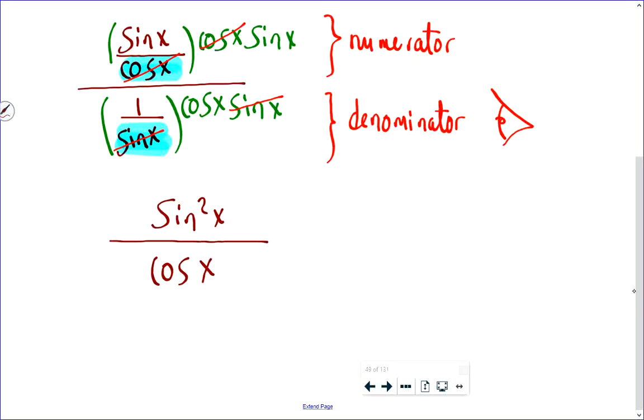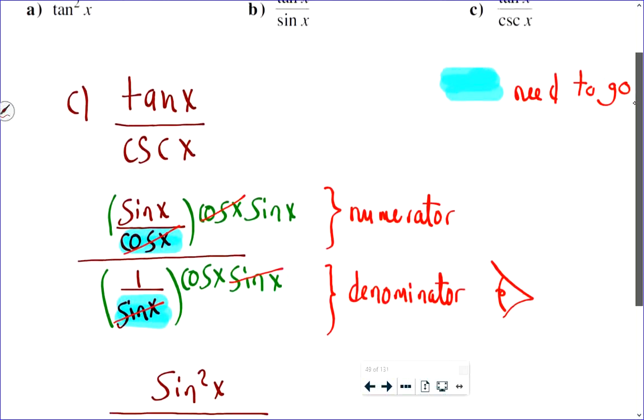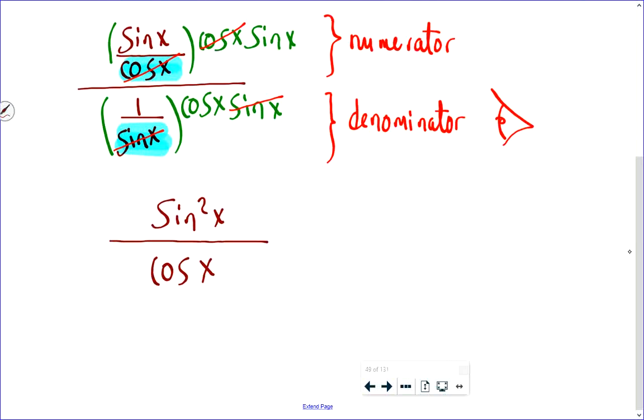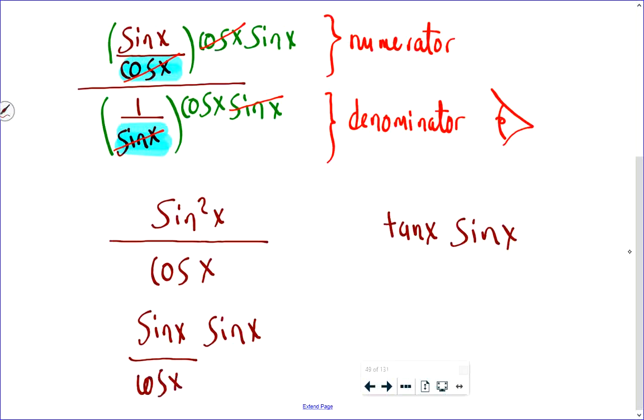But I want to let everybody know, and even if you're working on one right now, just swivel your attention up here for a minute for me, please, that on an exam, if I give you this as a multiple choice question, it could be that the answer is actually tan x sine x, because sine squared of x is sine x times sine x, and it's over cos x. This sine x over cos x is tan x.